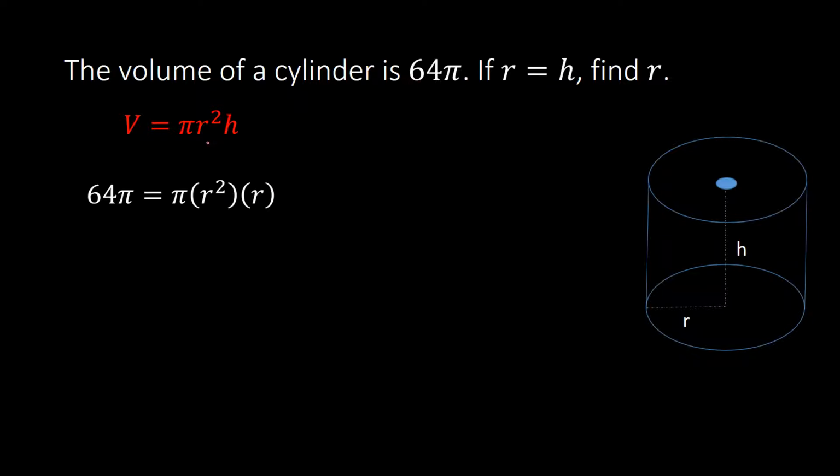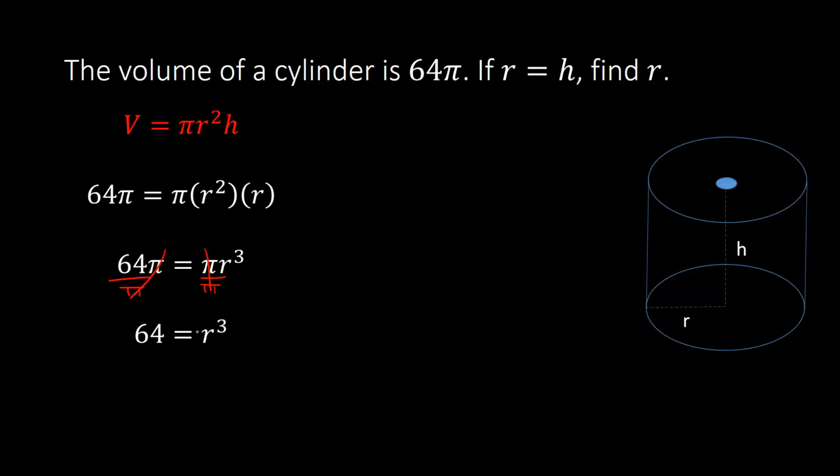So what I have instead would be pi times radius squared times the radius. And the volume we know to be 64 pi, so I can plug that in for volume. And then I can solve this for r, because r squared times r would be r cubed. And then I can solve this by getting rid of the pi away from the r. So divide both sides by pi. And now the pi's are gone. I'm left with 64 equals r cubed.